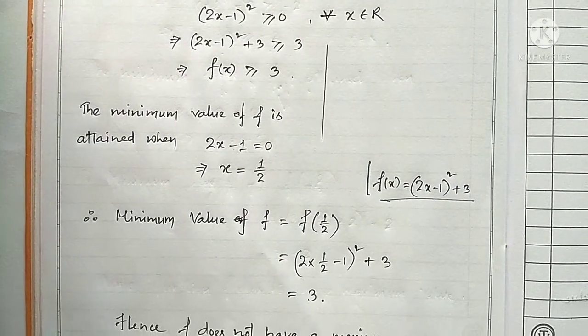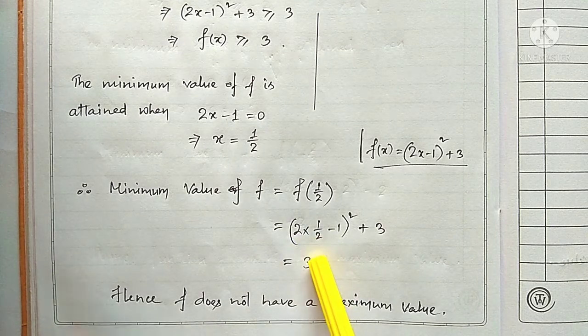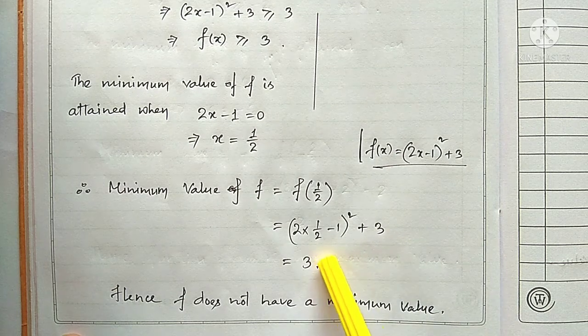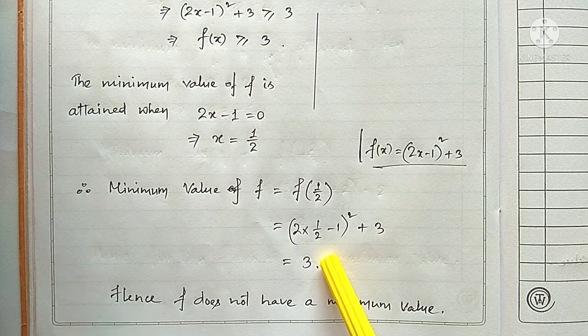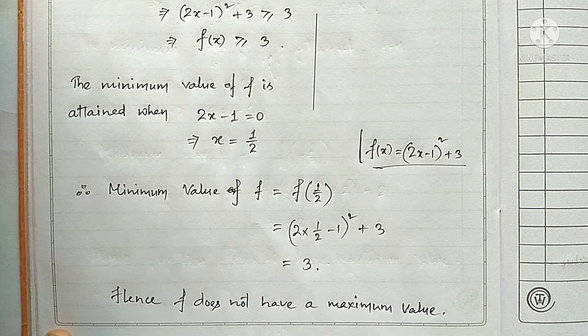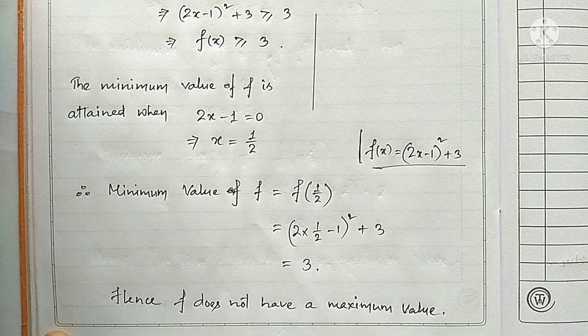And then if we calculate this result, now here you see, we get 2 into (1/2 minus 1) whole square plus 3. And if we calculate this one, ultimately the value we get here is 3. Hence, f does not have a maximum value. f has only one value, which is the minimum value, and the minimum value is what here? 3. Is it clear? So in this way we can find out the maximum or minimum value.